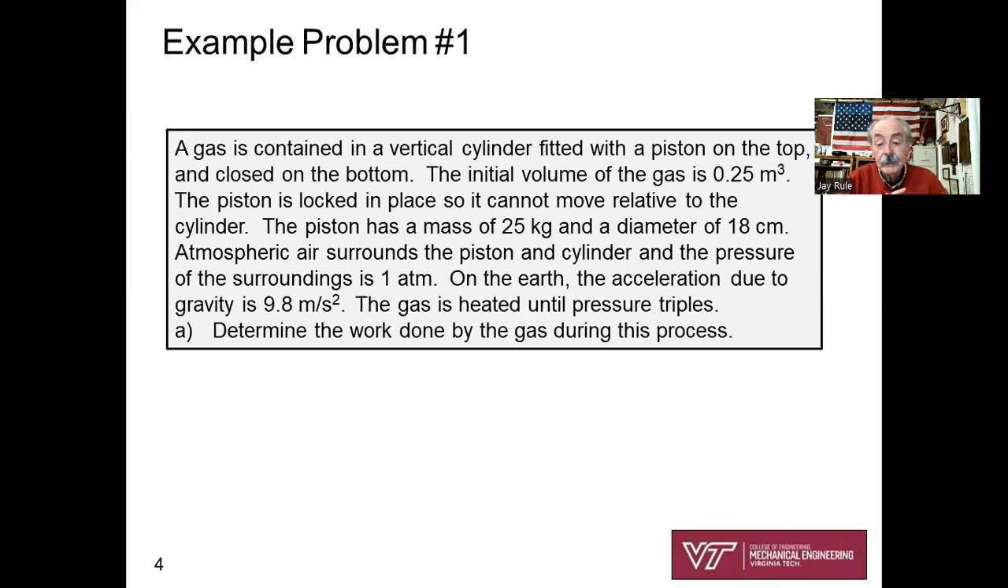The initial volume of the gas is 0.25 cubic meters. The piston is locked in place so it cannot move relative to the cylinder. The piston has a mass of 25 kilograms and a diameter of 18 centimeters. Atmospheric air surrounds the piston and cylinder, and the pressure of the surroundings is 1 atmosphere. On Earth, the acceleration due to gravity is 9.8 meters per second squared. The gas is heated until the pressure triples. Just one question: determine the work done by the gas during this process.